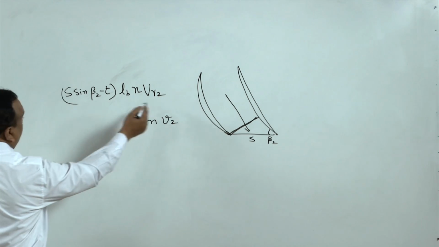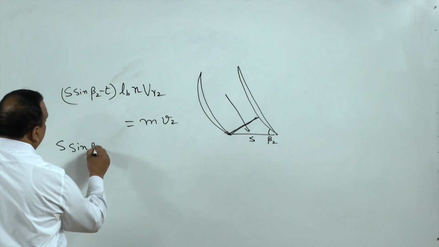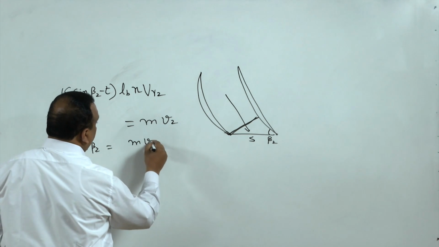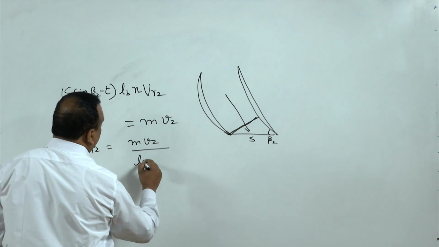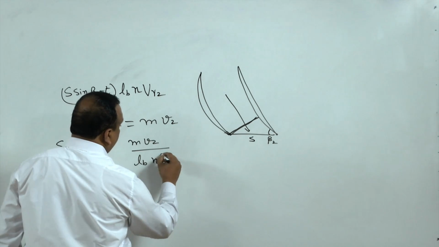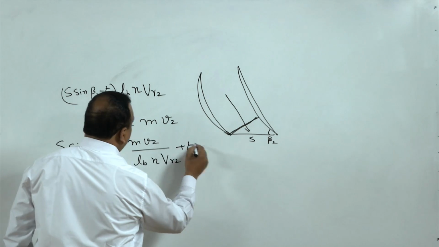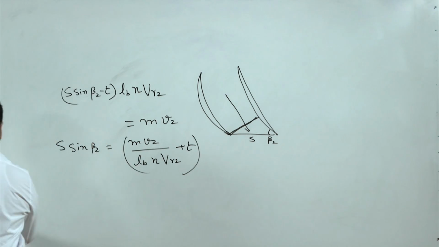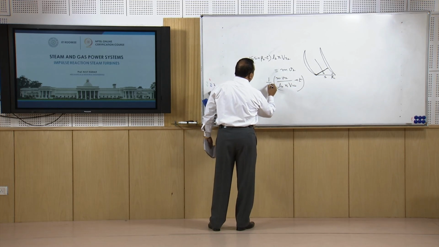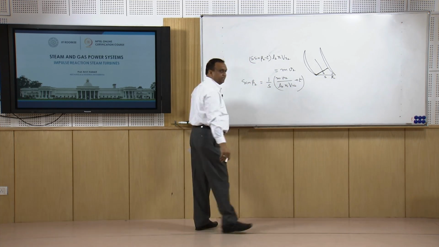Now, from this equation we can simply find the value of sine beta 2, that is m v2 divided by the length of the blade, the number of blades on the periphery, and the relative velocity at the exit. In order to find beta 2 we can divide this by 1 by S. This is for impulse turbine.